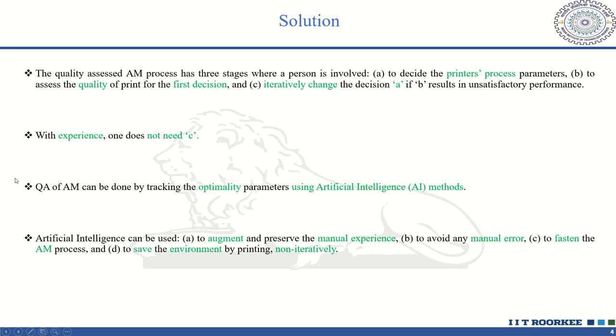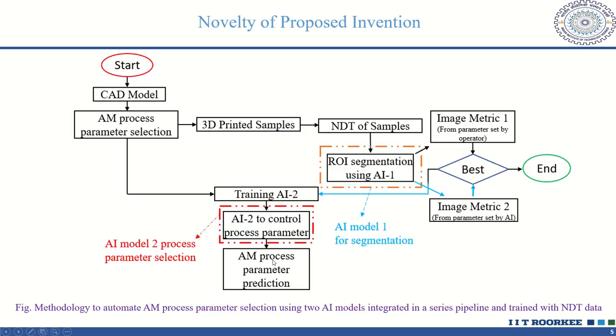What we can do is that one solution is using artificial intelligence methods. Artificial intelligence methods may augment and phase out the manual experience, avoid the manual error, and fasten the AM process. The involvement of AI methods also saves the environment by printing the sample non-iteratively. Therefore, we are proposing a novel invention in which two AI models are integrated in a series pipeline.